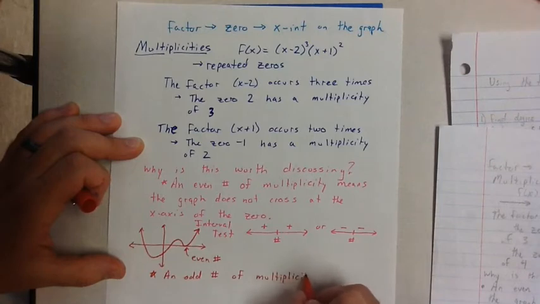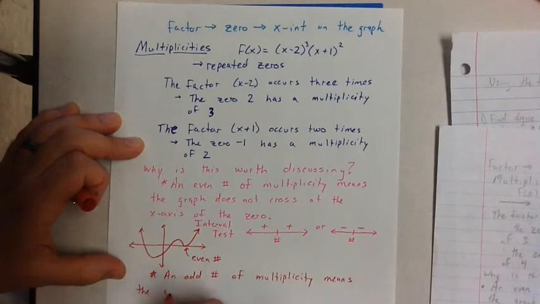Now I'm thinking you can probably reason through this: if an even number led us to not crossing the x-axis, an odd number means the graph crosses the x-axis. I'm going to abbreviate some stuff here. Even: does not cross the x-axis at the 0. In some cases, we'll see that it flattens out. We'll see examples of that later on.